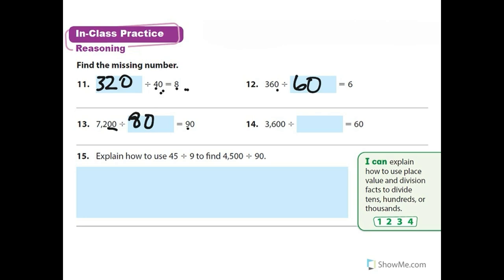Alrighty, so 6 times 6 is 36. Well, 2 zeros minus 1 zero is 1 zero. And it wants us to explain on number 15 how to use 45 divided by 5 to find 4,500 divided by 90. All right, I want you to write down what we've been doing. Okay? In your own words, write down what we've been doing, and then we'll go over it.